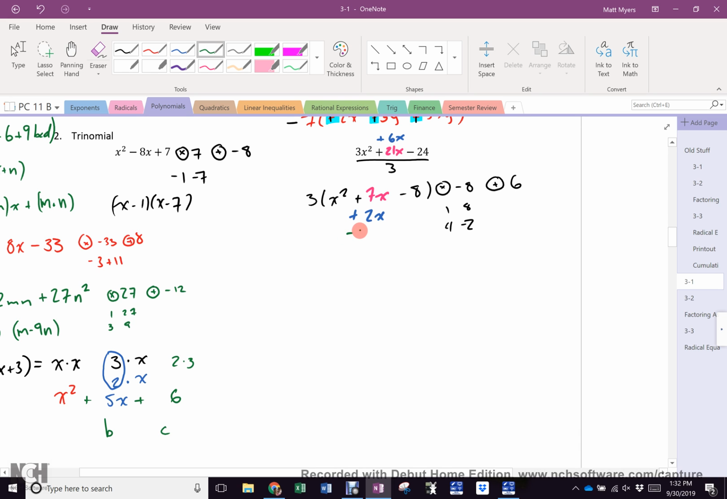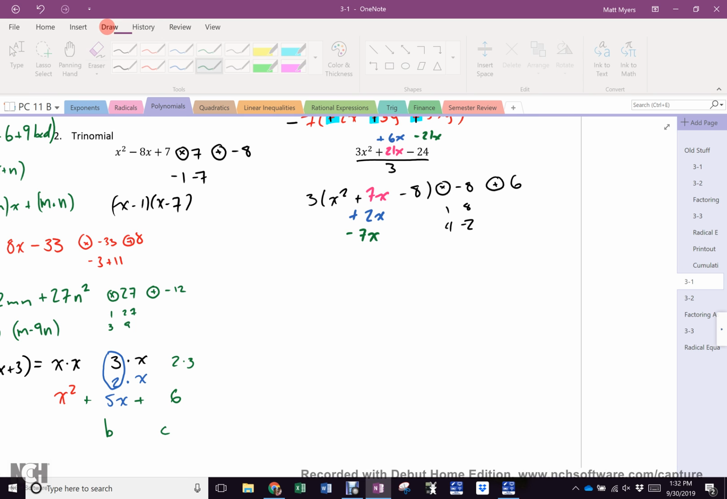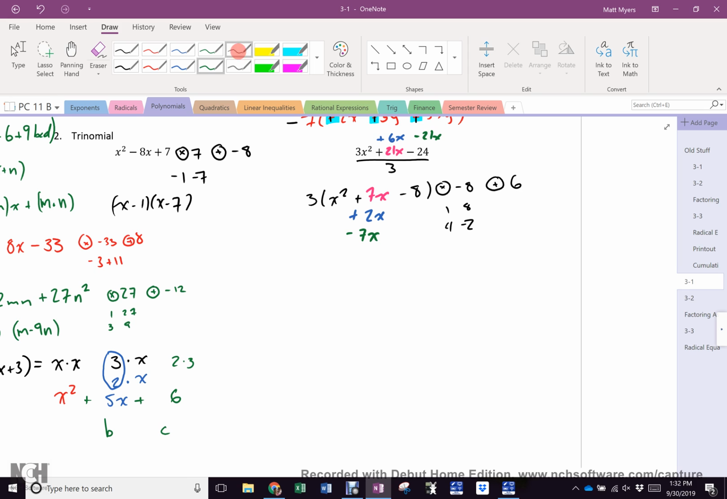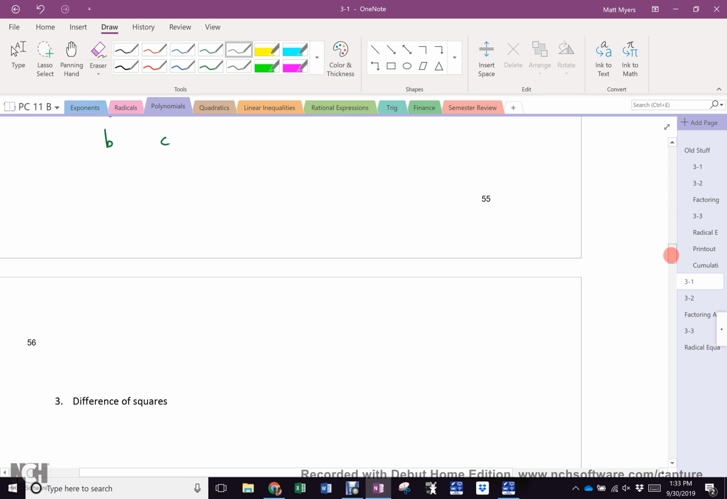Yes, it could also be negative 7x, which would give me negative 21x. Or it could be negative 2x, which would give me negative 6x. Does everybody understand? You all see how we can manipulate these? All right, that's the first layer of the kind of weirdo ones. Turn the page over.